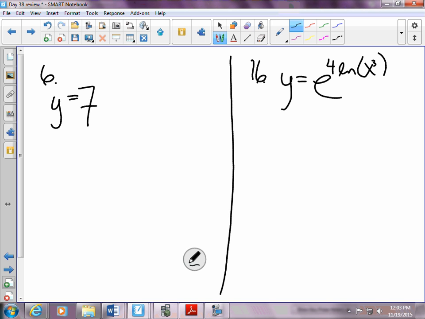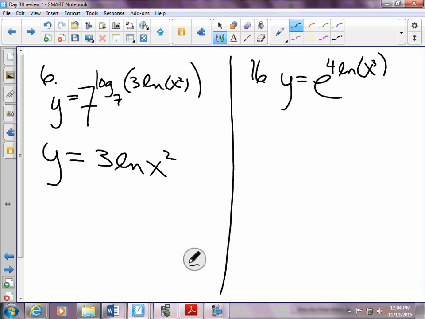It was 7 raised to the log base 7 of 3 ln of x squared. See this first one here in 6, 7 raised to the log base 7 of anything, because these are inverse functions, one undoes the other. So you see how you could just simplify this one first? What would that be? 3 ln of x squared. And then you could just take the derivative after you simplify. It's not wrong to do the a to the u rule, it's just a lot of work.